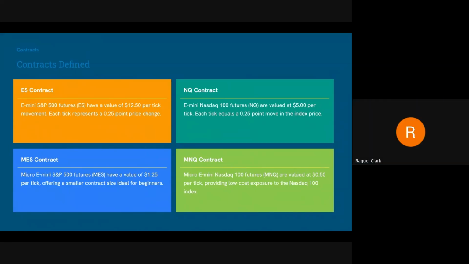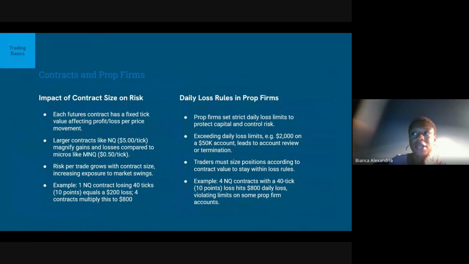Okay. And so you decide which one works for you. NQ moves pretty quickly. ES moves in conjunction with it, but not quite as quickly. And so this is the impact of contract size. Each futures contract has a fixed tick value. And then larger contracts, of course, magnify the gains as well as the losses compared to the micros.